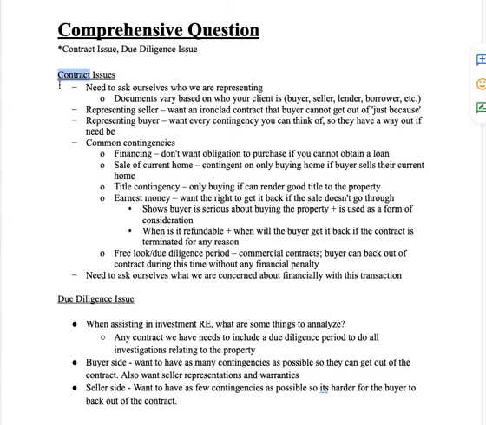So, beginning with the contract issue, we need to ask ourselves obviously who we're representing. That's going to change. We're going to have documents based on who our client is. We're going to have a buyer pro forma, we're going to have a seller pro forma, default form. So we'll go from there.